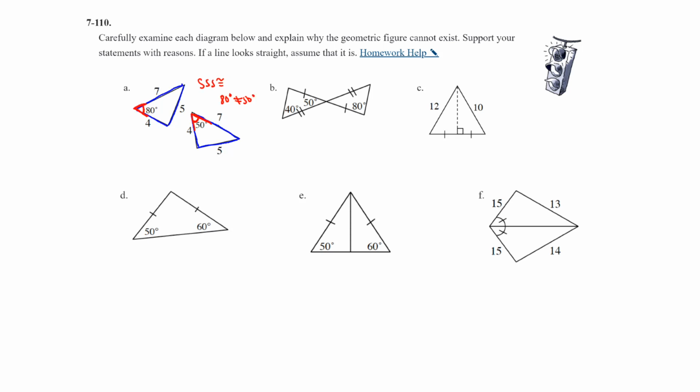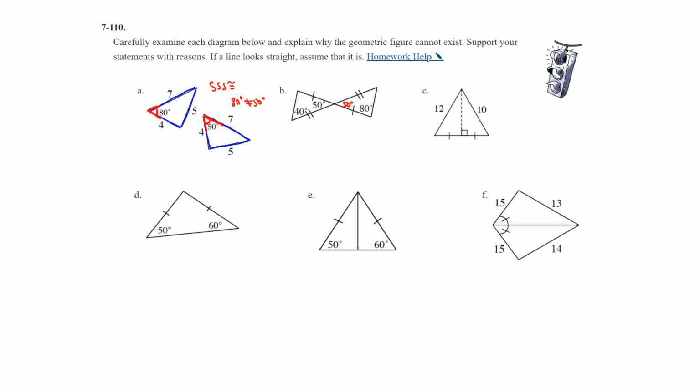Part B, we have 40 degrees, 50 degrees, and so if we do vertical angles, this would be 50 degrees. And then when you go to find the third angle, it's 180 minus those two. So this would be 180 minus 80, 100, so that means this would be 50 degrees here. But on this side, those add up to 90, so that means this angle right here would have to be 90. But you're looking at two completely different triangles with the angle measures.